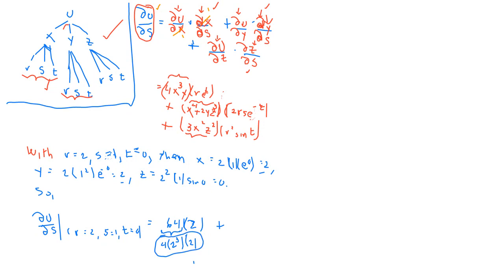Okay. And then the r times e to the t, the 2 here, just comes from r, 2 times e to the 0. That's how I'm getting that 2 there.